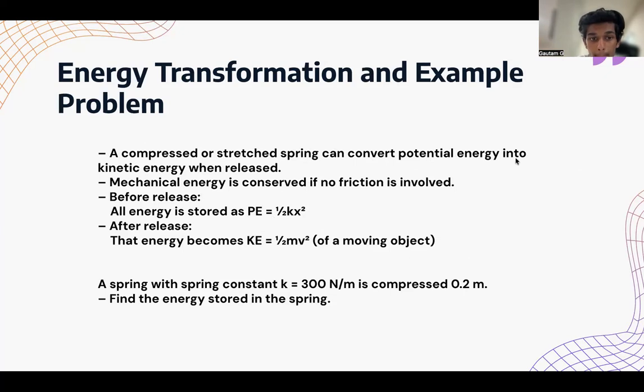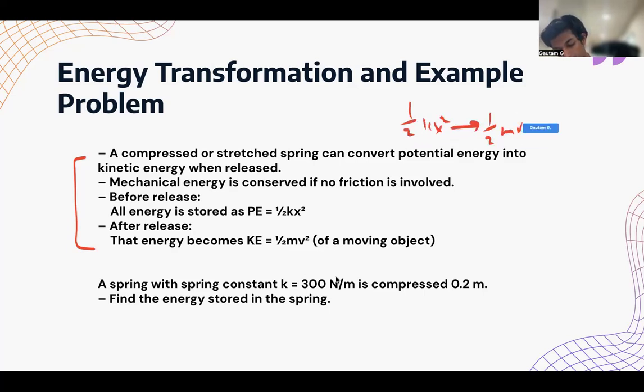This is a good problem. So here's an example problem that I think you guys should do, and then here's the summary of what we've done, right? A compressed spring can convert its potential energy into kinetic energy when it's released, and that becomes 1/2 mv squared. It's the same for everything. So it could go from 1/2 kx squared into 1/2 mv squared.